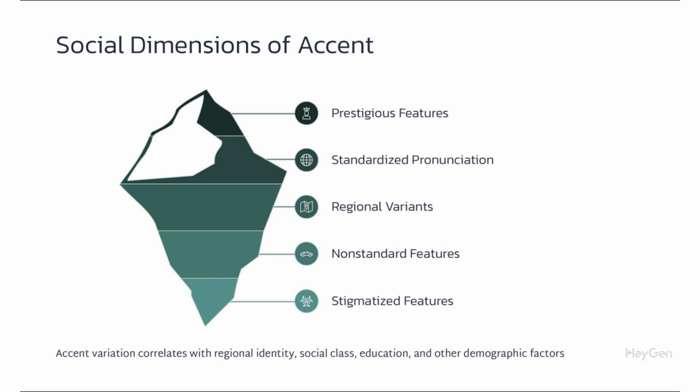Accent variation correlates systematically with regional identity, social class, education, and other demographic factors. Understanding these social dimensions helps learners make informed choices about accent targets and appreciate the social significance of pronunciation variation.